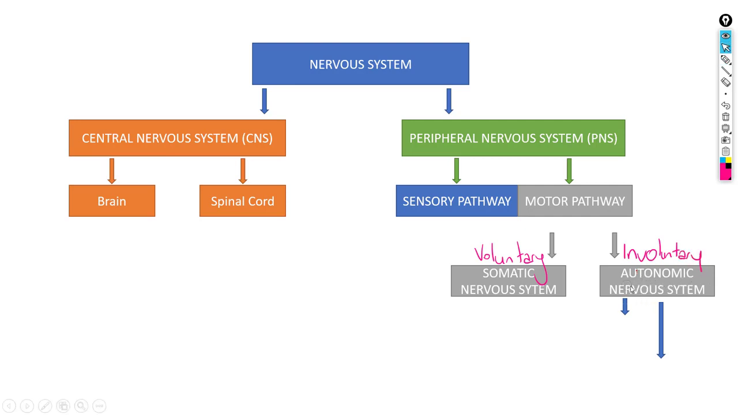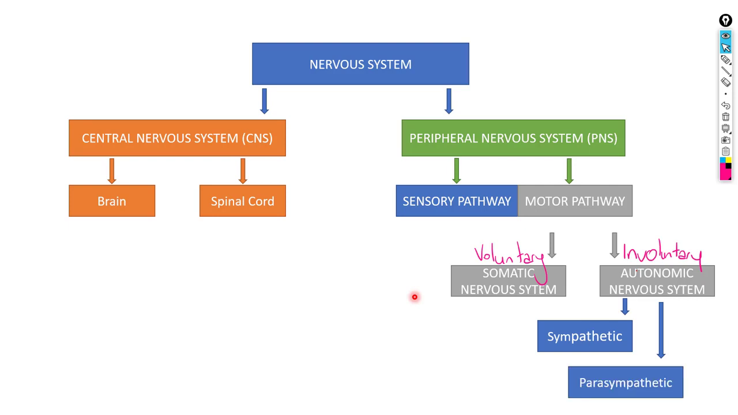Involuntary motor actions are the actions that are out of our control, and the voluntary ones are the ones that we can control. We have two other divisions which fall under the autonomic nervous system, which are the sympathetic division and the parasympathetic division. So this is the general breakup of the entire nervous system.